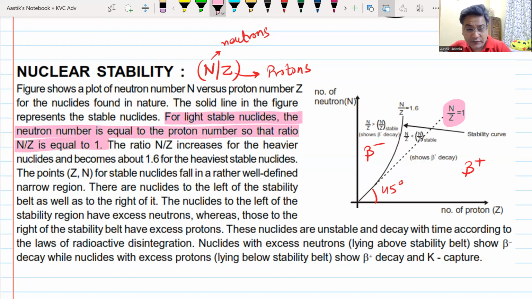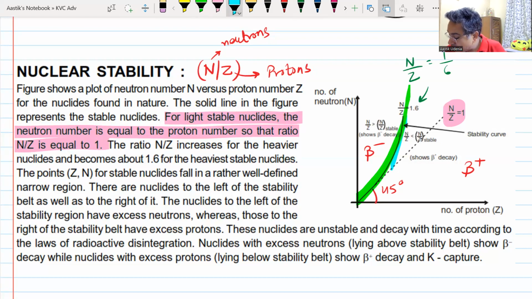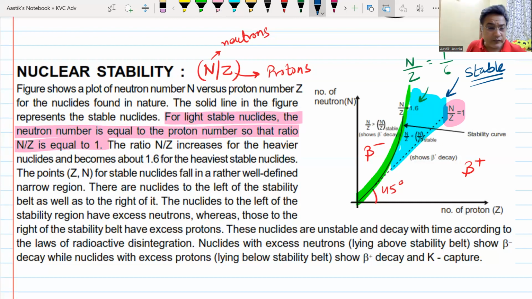Now, if the number of neutrons increases till the N by Z ratio becomes 1.6, in this blue zone between these two lines, this is the zone which we call the zone of stable nucleus. Between a straight line N by Z equal to 1 and this curve where N by Z is equal to 1.6, we have the zone where the nucleus is stable.